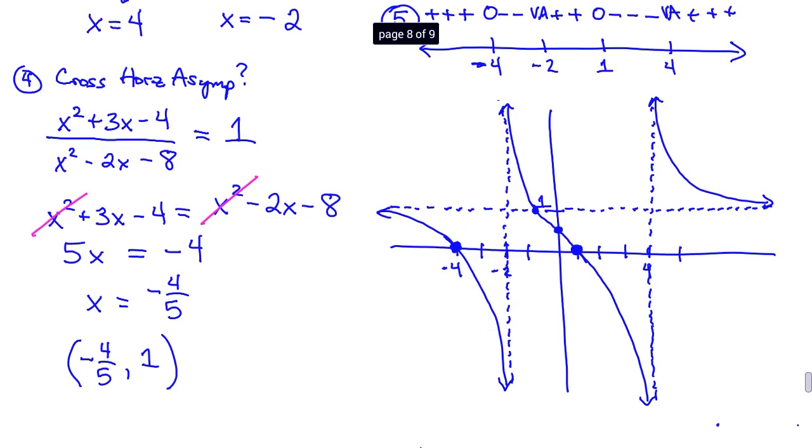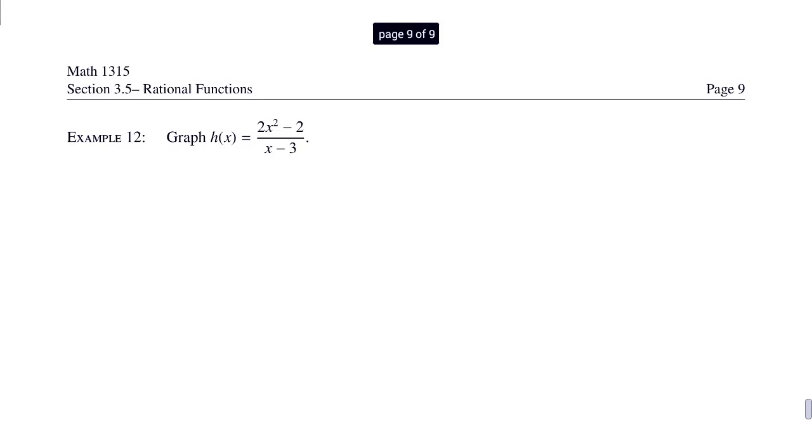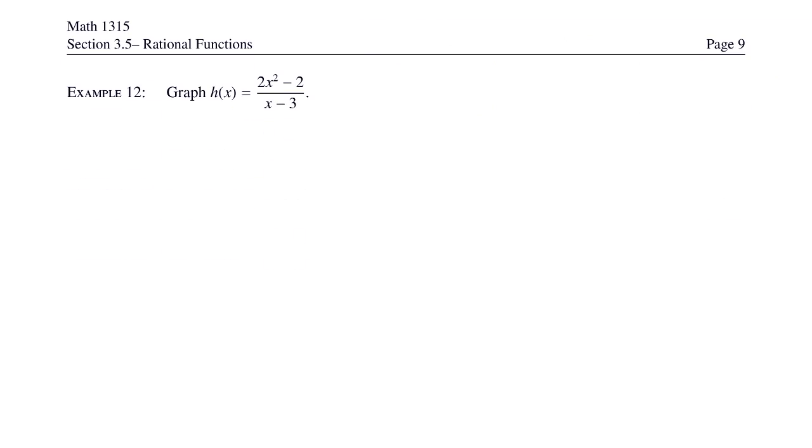Let's look at example 12. Graph h of x is equal to 2x squared minus 2 over x minus 3. So we repeat these same steps. Part 1, find the x-intercepts. So we'll take the numerator, set it equal to 0.